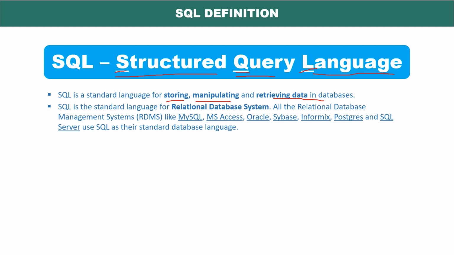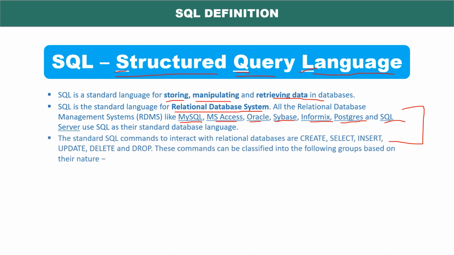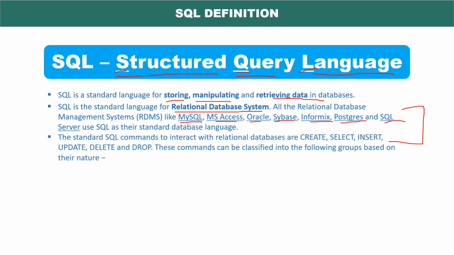SQL is a standard language for relational database systems. All the RDBMS like MySQL, MS Access, Oracle, Sybase, Informix, Postgres, SQL Server are the systems where you can use queries to retrieve or manipulate the data. The standard SQL commands to interact with relational databases are create, select, insert, update, delete, drop.